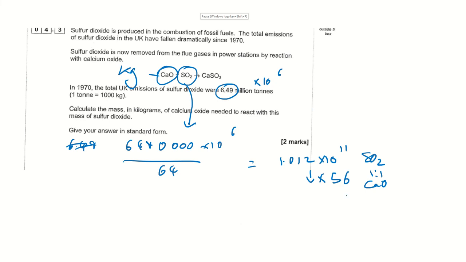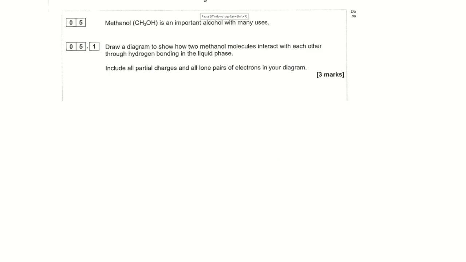56, okay. Now remember, we're working in grams at the minute, so whatever this answer is, we're going to take it and divide it by 1,000, because the question asks us to give our answer in kilograms. And that comes out at 5.68 times 10 to the 9, of course, kilograms.